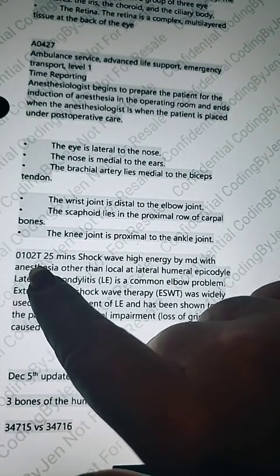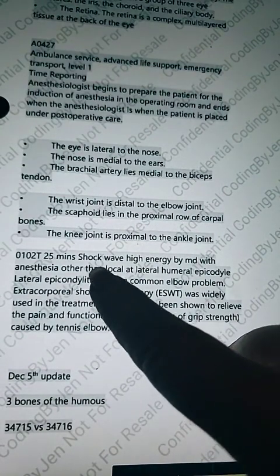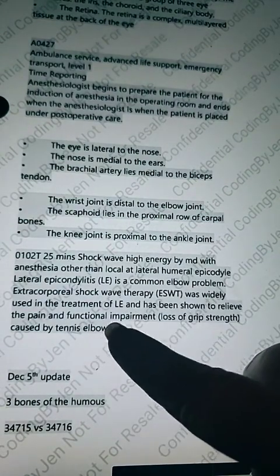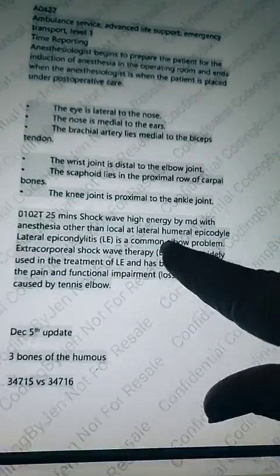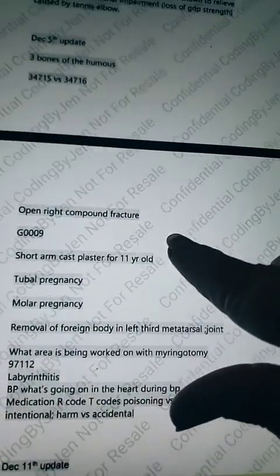Okay, 0102T. That is electric shock waves that you have to give to a patient under anesthesia to get their elbow working correctly or to stop having pain. Super helpful to understand that that might be on the exam.